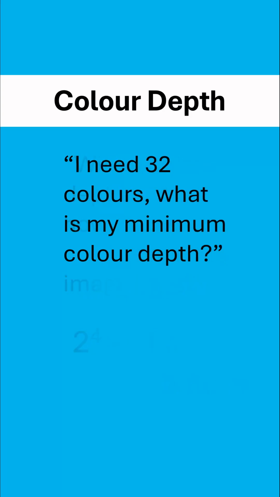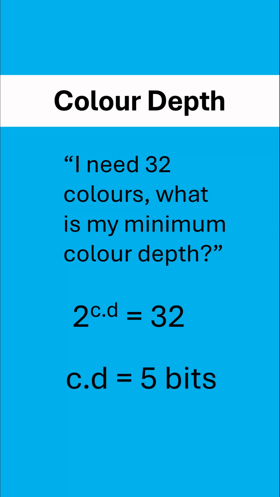And look at it from the other angle. Let's say the question is, I need 32 colors. What is my minimum color depth? Well, here we need to work backwards. We need to think to ourselves, 2 to the power something is equal to 32, and that something is actually 5. So here the minimum color depth is 5 bits.